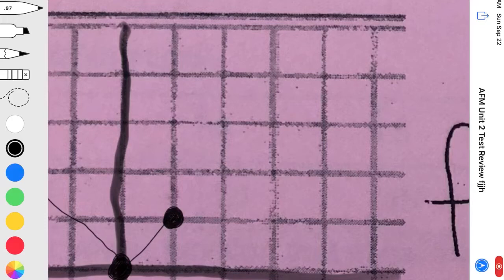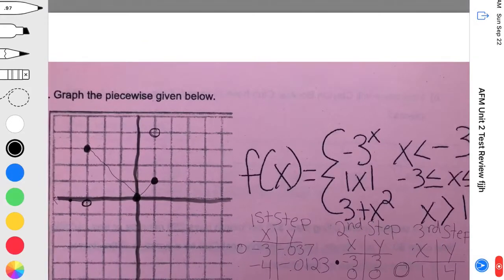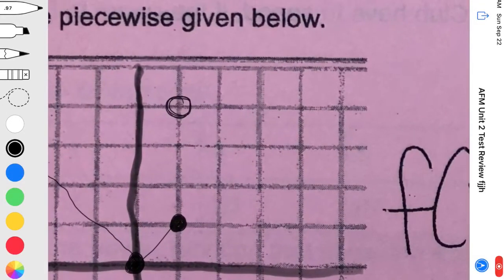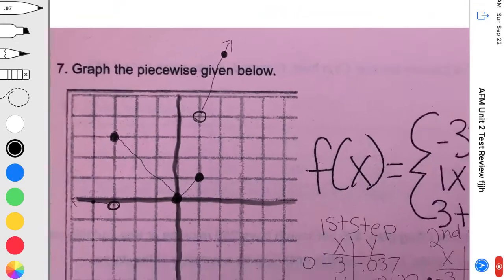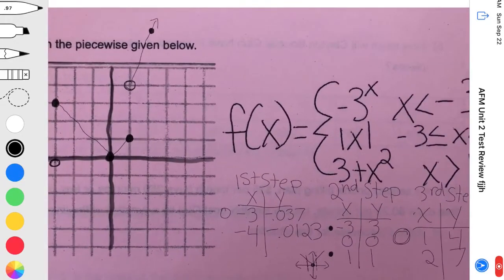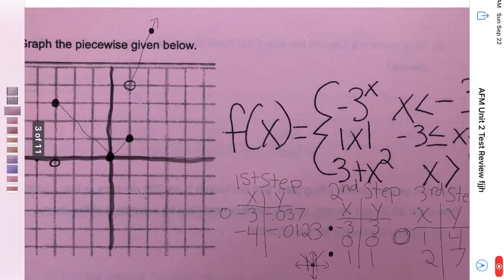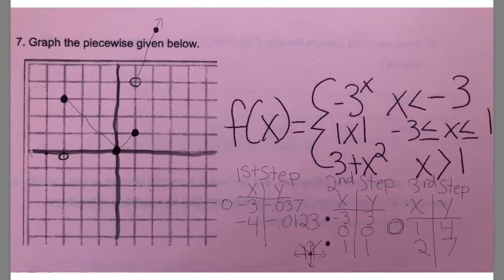1, 4. 1, 2, 3, 4. Open here. And then 2, 7. So 2, 7 would be somewhere up here. And it would keep going that way. So this would be your graph for number 7. There you go. It looks something like this.